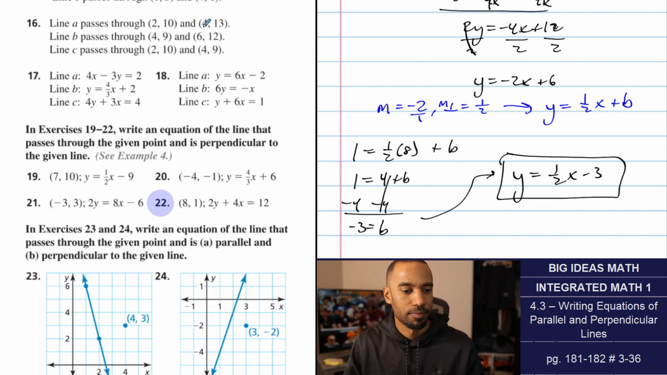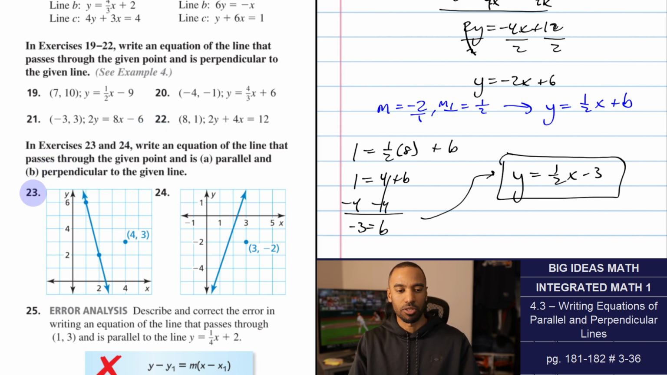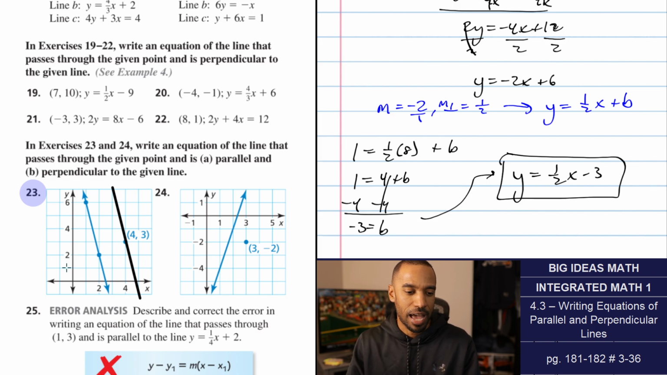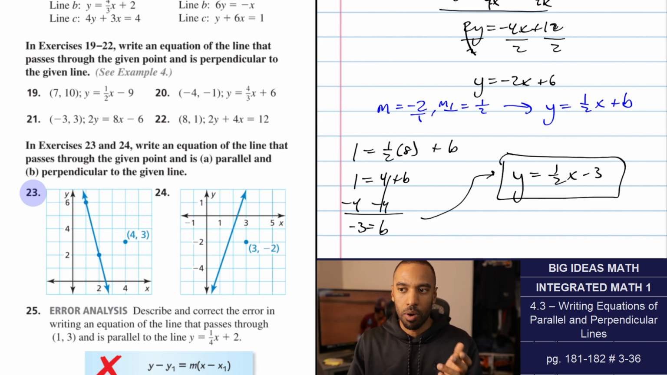Okay, in exercises 23 and 24, write an equation of the line that passes through the given point and is parallel and perpendicular to the given line. So we get to do both of them. So this line right here, parallel to it, we got to find that equation, and perpendicular to, we got to find that equation. Using the graph to get the answer isn't really what we're trying to do, right?